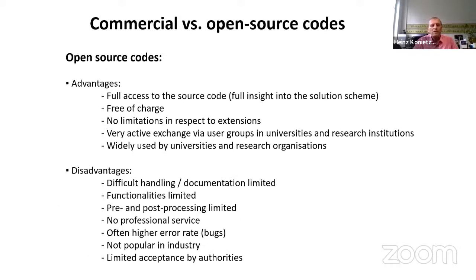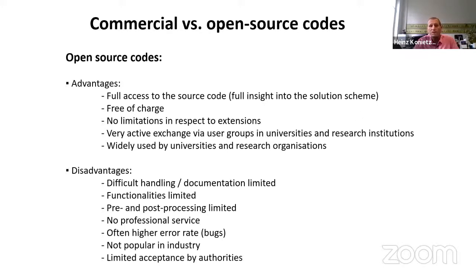If we look from the other side, so let me start with the open source codes. We have the advantage, of course, that we have full access to the source code. That means whenever we understand the programming, we have full insight into the solution scheme. They are free of charge. There are no limitations in respect to the extensions because we have the source code. And what is also very nice is that we have very active exchange via user groups, which are sitting at universities and research institutions. And this can replace to some extent also the very limited manuals which we provide. Such open source codes are widely used by universities and research organizations.